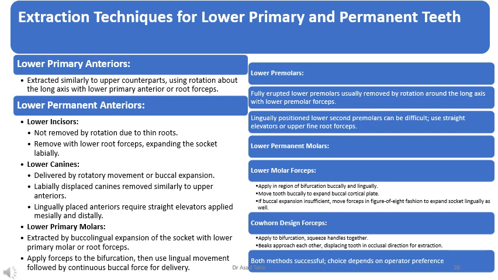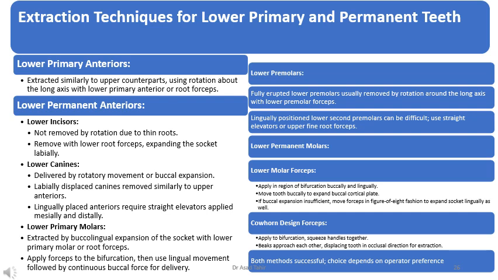Lower permanent anteriors. Lower incisors are not removed by rotation due to thin roots. Remove with lower root forceps, expanding the socket labially. Lower canines are delivered by rotatory movement or buccal expansion. Labially displaced canines are removed similarly to upper anteriors. Lingually placed anteriors require elevators applied mesially and distally.